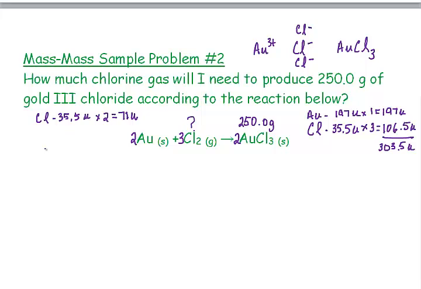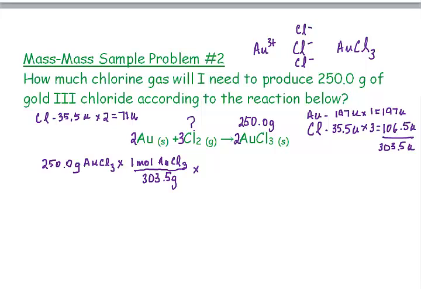So here we go. Start our solution, our stoichiometric calculation, 250.0. And I cannot drop that last 0 because it is significant. 250.0 grams of gold 3 chloride. When in doubt, do what? Convert to moles. 1 mole of gold 3 chloride has a mass of 303.5 grams.